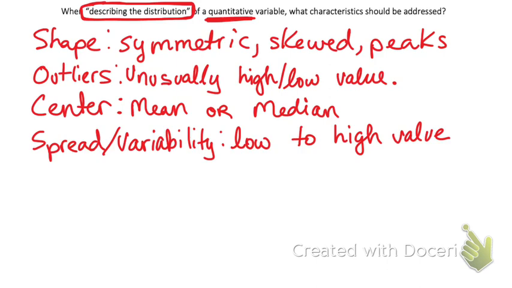So ladies and gentlemen, every time you are asked to describe the distribution of a quantitative variable, you need to do all four of these things. How in the world are you supposed to remember to describe the shape, the outliers, the center, and the spread?